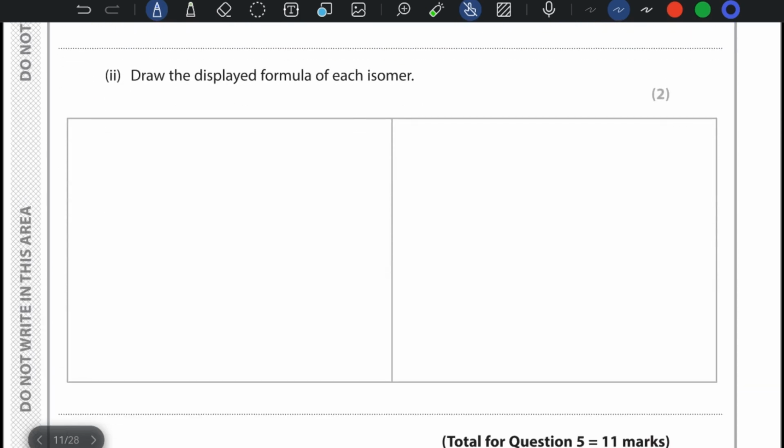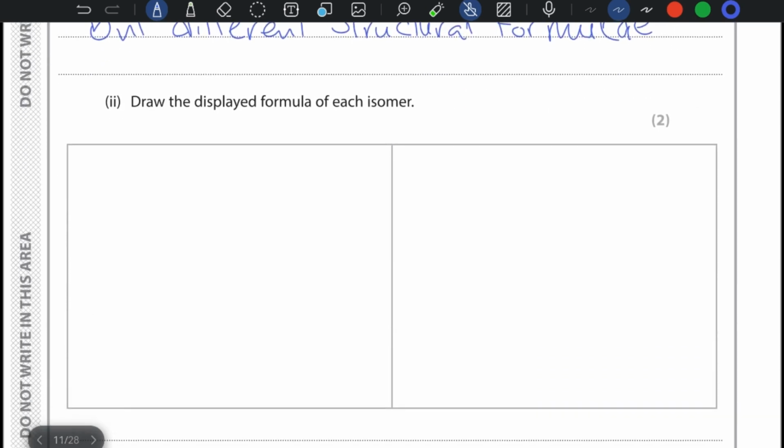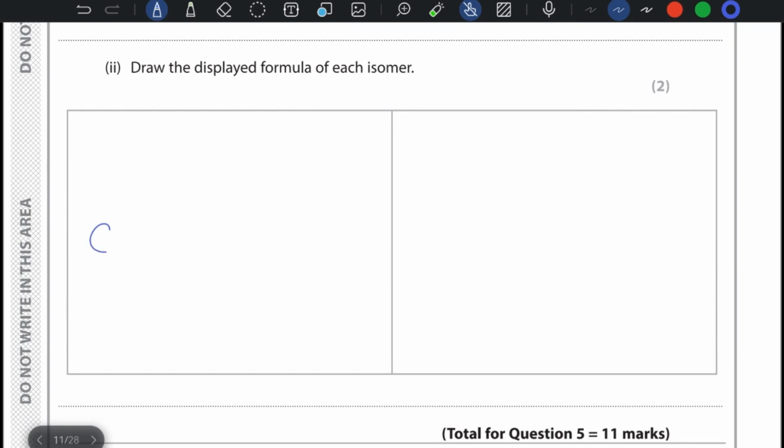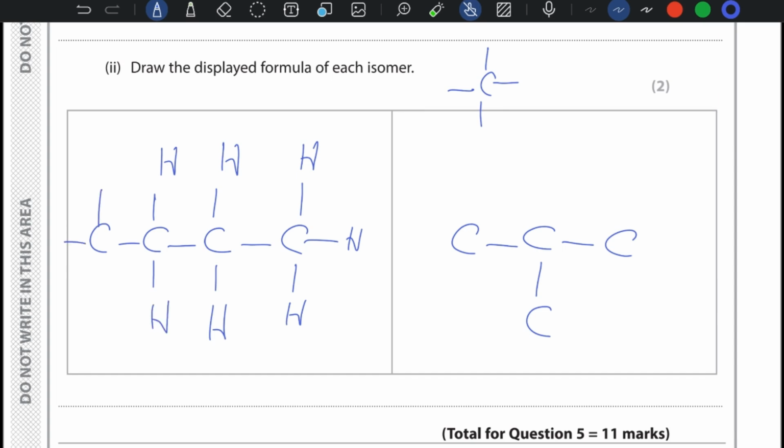Draw the displayed formula of each isomer. We are talking about 4 carbons, so you can draw it like this: 4 carbons in the same line, or 3 carbons in the same line and 1 carbon branching from the middle one. You have to remember that carbon forms 4 bonds. This carbon forms only 1 bond, so it contains 3 other bonds with hydrogen. This carbon forms 2 bonds, so it contains 2 hydrogens. 2 bonds, so 2 hydrogens. 1 bond, so 3 hydrogens.